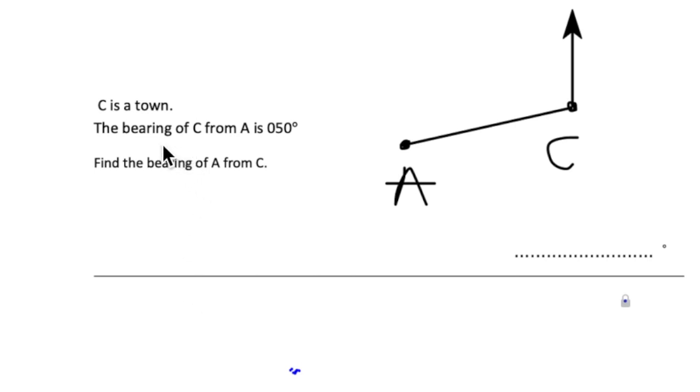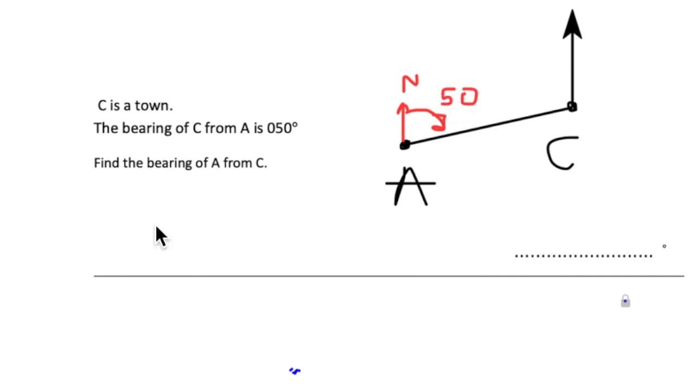Now we have a bit of information. So the bearing of C from A is 50 degrees. So if we were going from A, our north line would be at A. So we're going like this. So that gives us that this angle is 50 degrees.